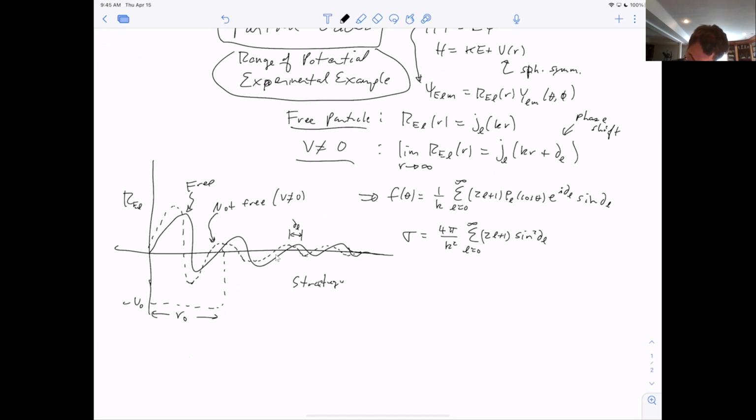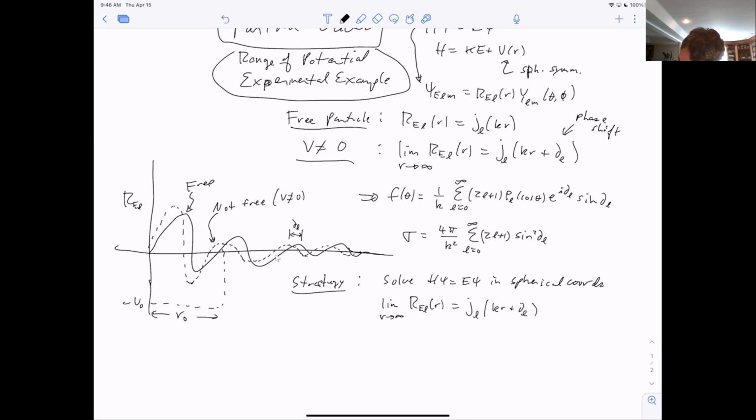So the bottom line is the whole strategy of the partial wave analysis. If someone says to you, here's some potential, what's the differential cross section, then what you do is solve the Schrodinger equation in spherical coordinates. That's the key. And you find the radial wave function for some given angular momentum, and you take the limit as r goes to infinity, and that thing is going to look like a spherical Bessel function plus a phase shift, and then you just pluck this out. That's what we did last time in an example in class. We did an example. We solved the hard ball scattering, and so once you have plucked out the phase shifts, it gives you the scattering amplitude. It gives you the differential cross section, because that's just the scattering amplitude squared. It gives you the total cross section too.